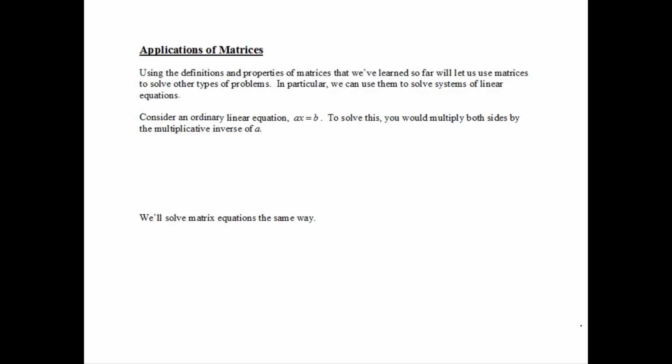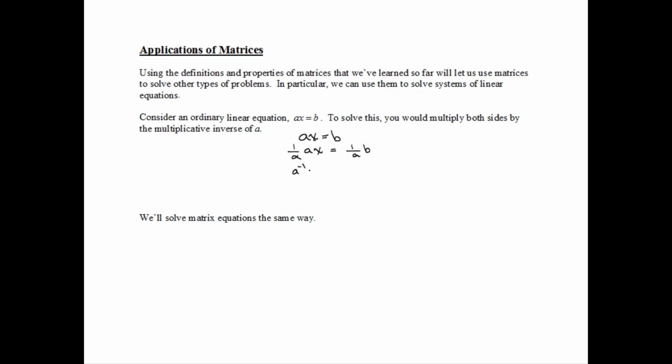We can use inverse matrices to solve systems of linear equations, and we can then use those to solve other problems. Before we get to that, let's look at an ordinary linear equation in the real number system, ax equals b. How do we solve this? If we have ax equals b, we are going to multiply both sides by 1 over a. You probably usually think of dividing both sides by a, but this is the same thing, of course.